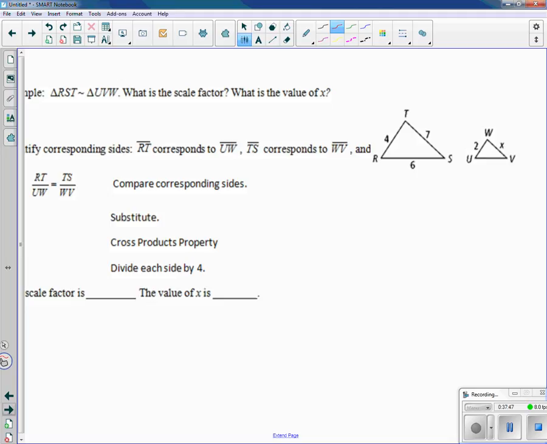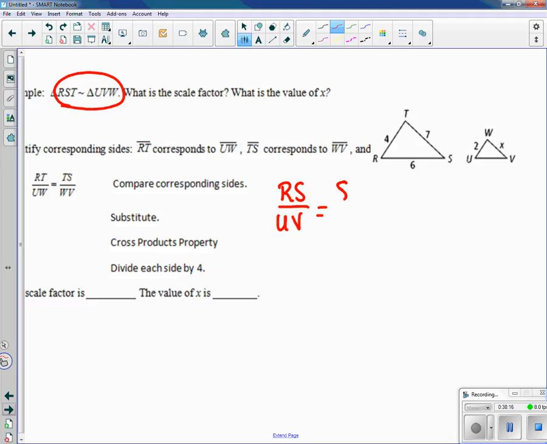Is everybody with me? You do not know if I'm going to compare the 4 with the 2 or the 4 with the 7. I don't know. But what I do have is a similarity statement. So the first thing you're going to do is say what compares to what. RS goes over what side, according to my similarity statement?